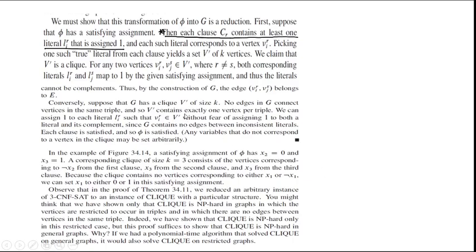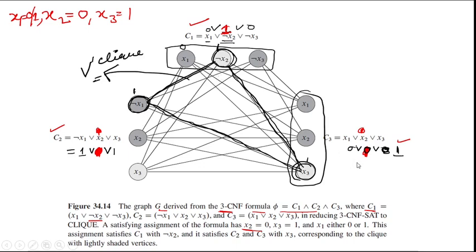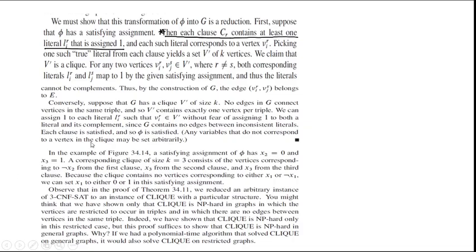Now the vice versa also you have to show, which is the converse: suppose that G has a clique V dash of size k. That means, let's say this clique exists in the graph, then there will be a corresponding Boolean formula assignment also. That's all. This is the clique problem. Okay, so this is how you should prove that clique is NP complete.